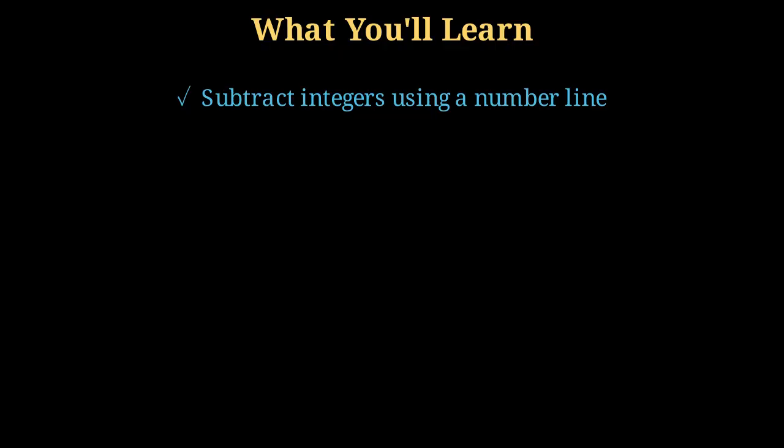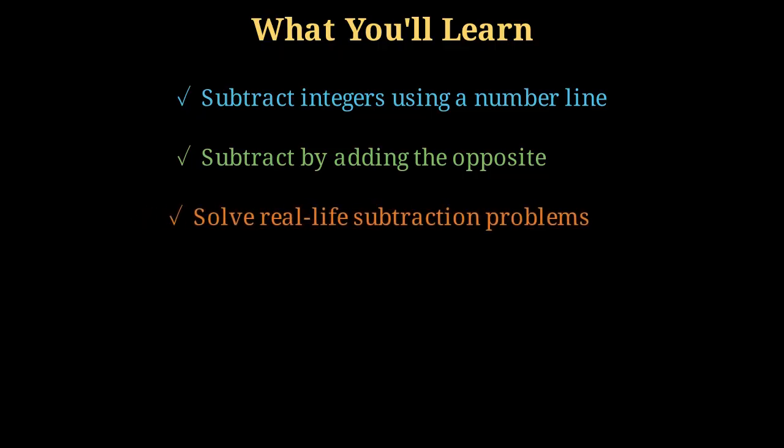By the end of this lesson, here is what you will be able to do. First, subtract integers using a number line, so you can always see the answer. Second, the master key. Turn any subtraction into an addition by adding the opposite, even subtracting negative numbers. And third, use it in real life: temperature changes, money, and debts.